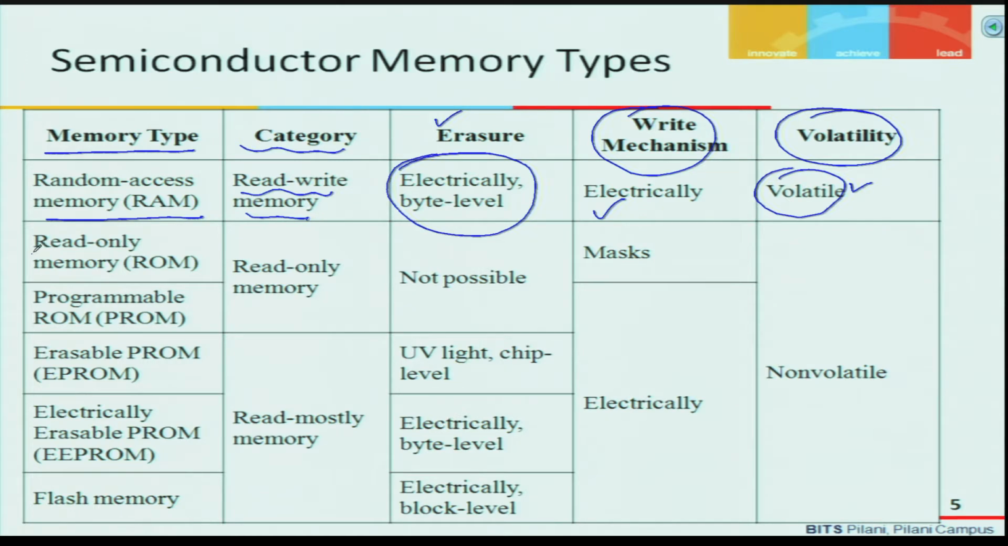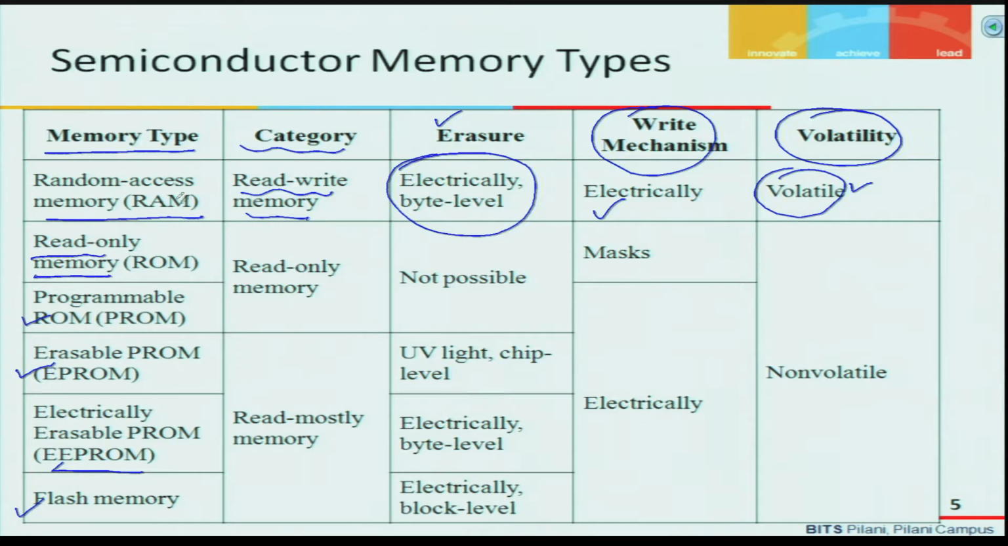Then the second category in the semiconductor memory is the read only memories. Read only memories have some variations, versions. Variations means purely read only memory, the programmable read only memory, the erasable programmable read only memory, then the electrically erasable programmable read only memory, and finally the flash memory. Flash memory and PROM have similarity, the memory cell is mostly the same, but a slight difference is there that I will cover towards the end of this lecture.